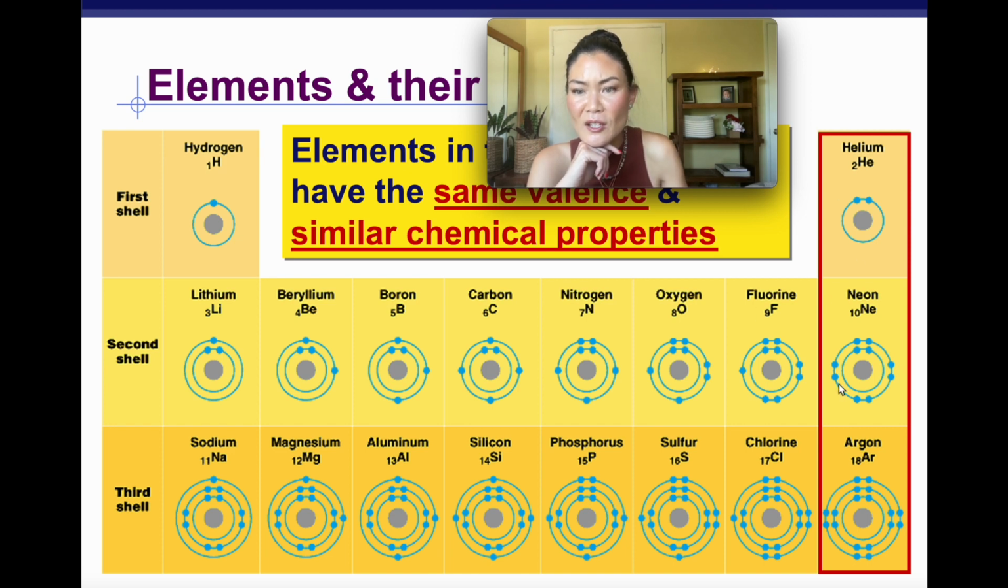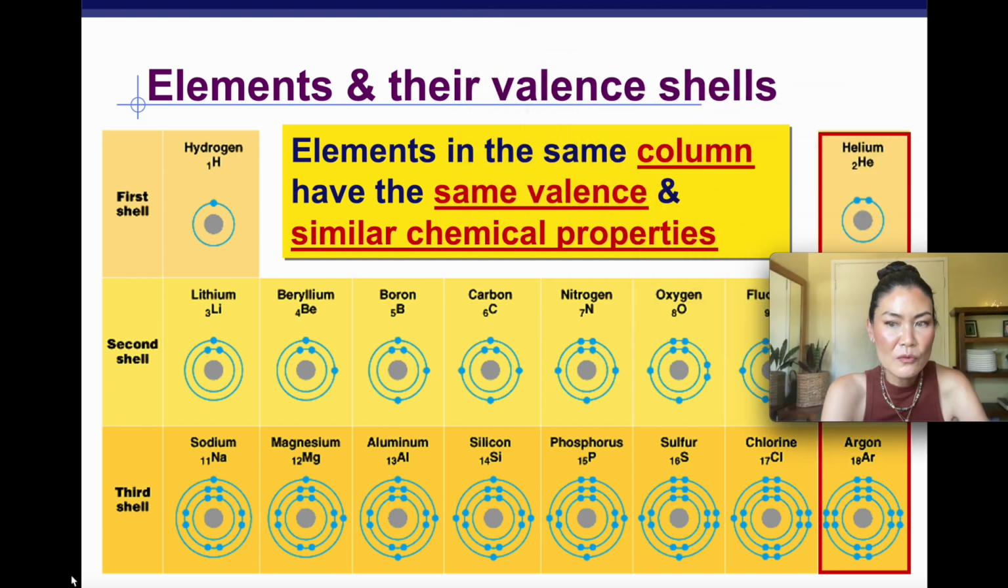This column is referred to as the noble gases. I like to call them the loner gases because these are the only elements on the periodic table where you can find them alone. They're non-reactive because their valence shell is filled. So they don't need to share electrons. They don't need to gain electrons. They're happy as they are. So these are the noble gases, or what I call the loner gases, because they like to be alone. All right, moving on here.